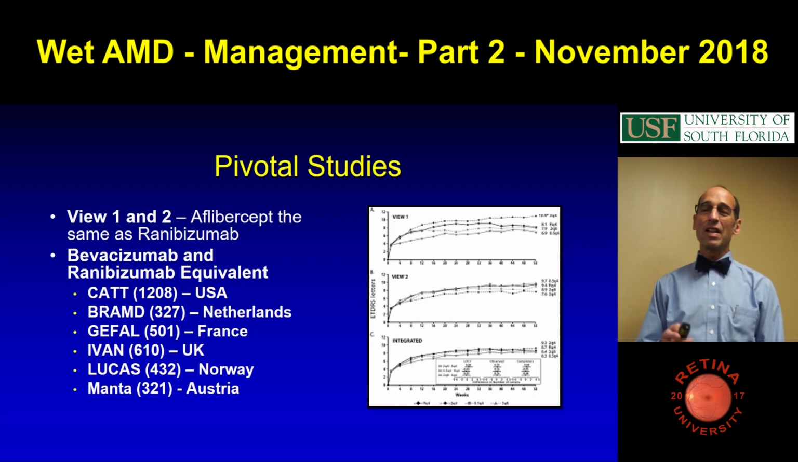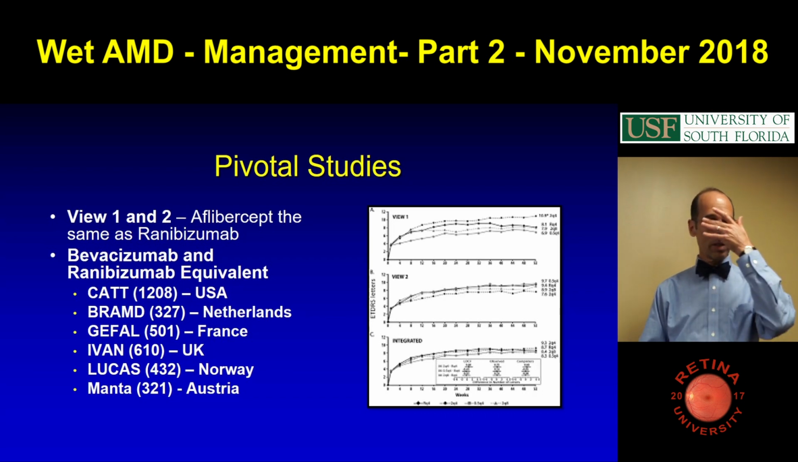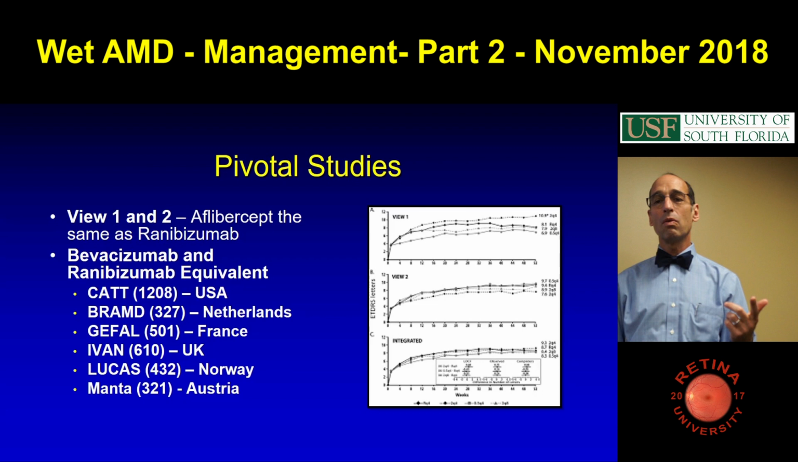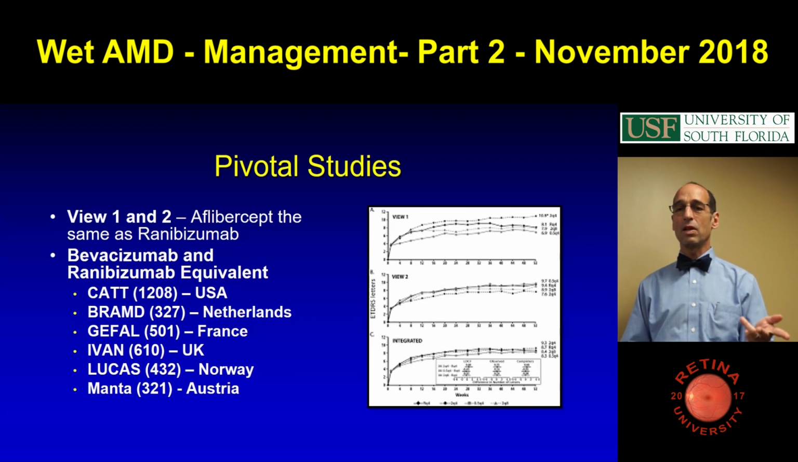So anyway, after the Marina study, you couldn't do a placebo-controlled study. It would be unethical. So everything since then compares to Lucentis. And that's what VIEW 1 and VIEW 2 were for aflibercept. And then there's a buffet of ones that have compared Avastin, and they've all pretty much showed equivalency.